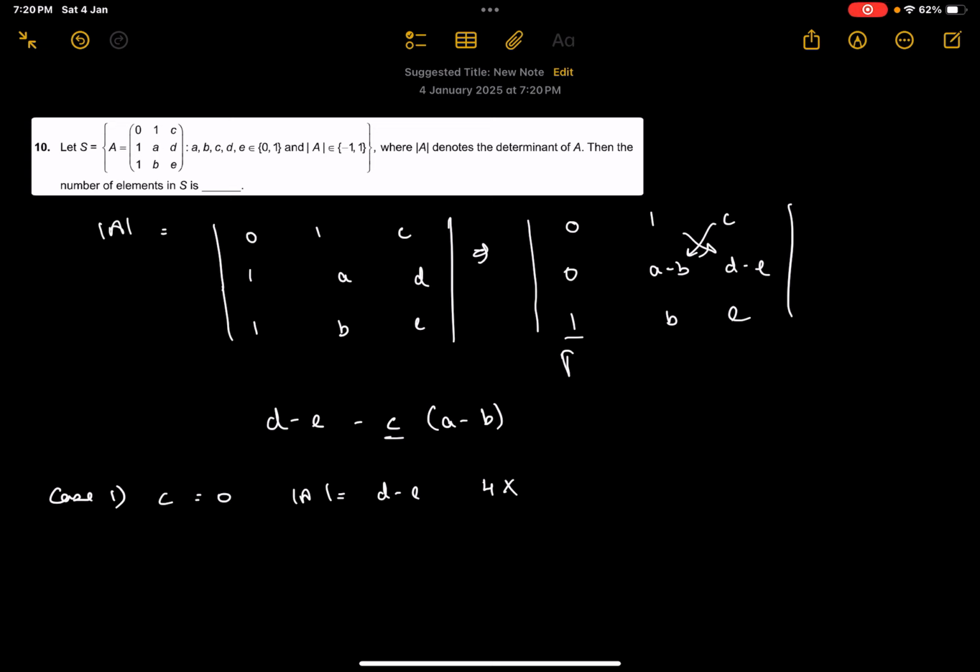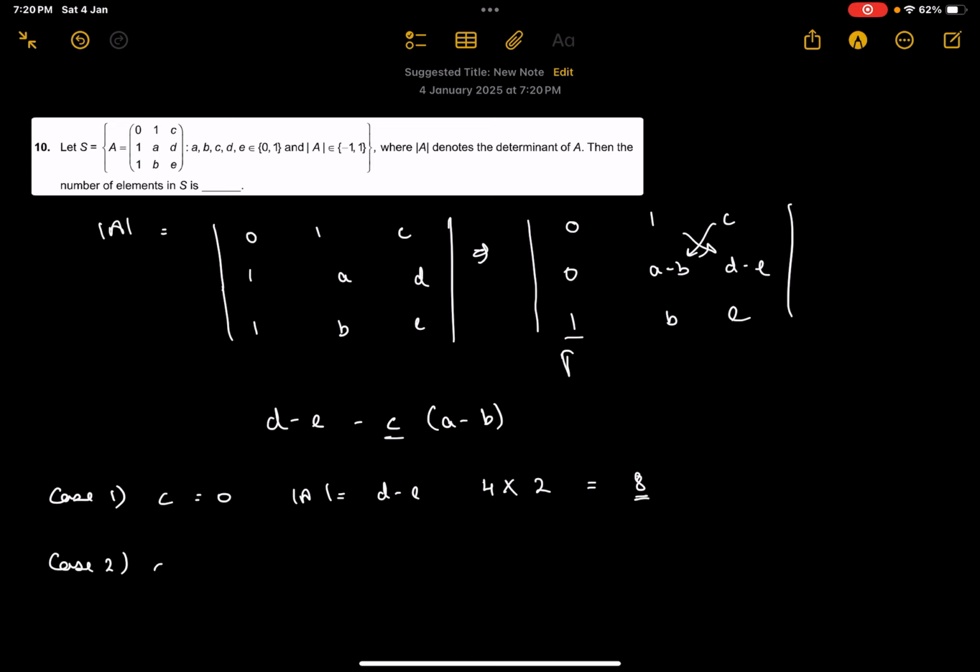Then we can have D to be 1 and E to be 0, or we can have D to be 0 and E to be 1. So we have 2 different cases. This is 8. So when C is equal to 0, we have 8 different possible combinations of the rest of the 4 numbers so that the determinant of A is plus 1 or minus 1.